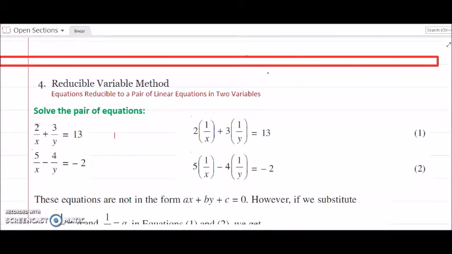Today we are going to learn our fourth method, the Reducible Variable Method. First of all, I'll tell you where you have to apply this method and why.